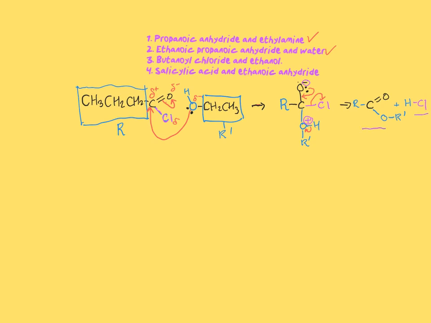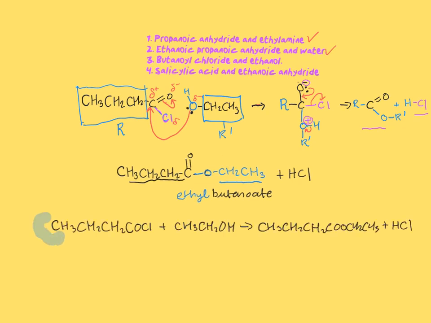And now it remains to reinstate your R groups. So the resulting molecule, your ester, the alcohol part is an ethyl group, and the carboxylic acid derivative part is a butyl group, so it's ethyl butanoate and hydrogen chloride gas. Pause point. Can you write out a balanced equation for the above reaction? So when an acyl chloride reacts with an alcohol, an ester and hydrogen chloride gas are formed.